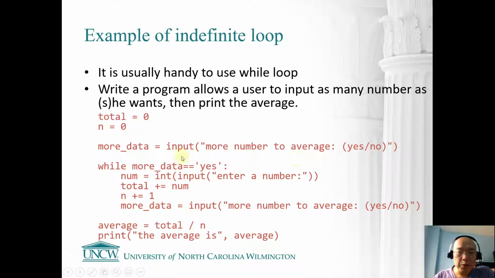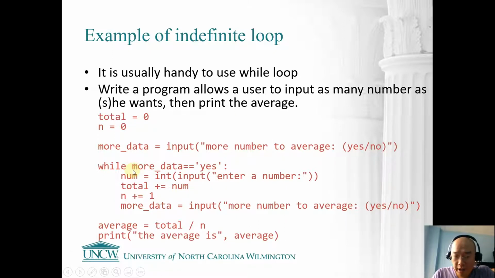If the user gives me a yes, or as long as I get a yes, I'm going to receive a number from the user. I add the number to the total, and remember I have to increase n by 1, because n is the counter counting how many numbers I have already received from the user, right? So I add the number to the total and then increase n by 1. After that, I ask the user this question again: do you have more numbers to give me? Yes or no? And I come back here.